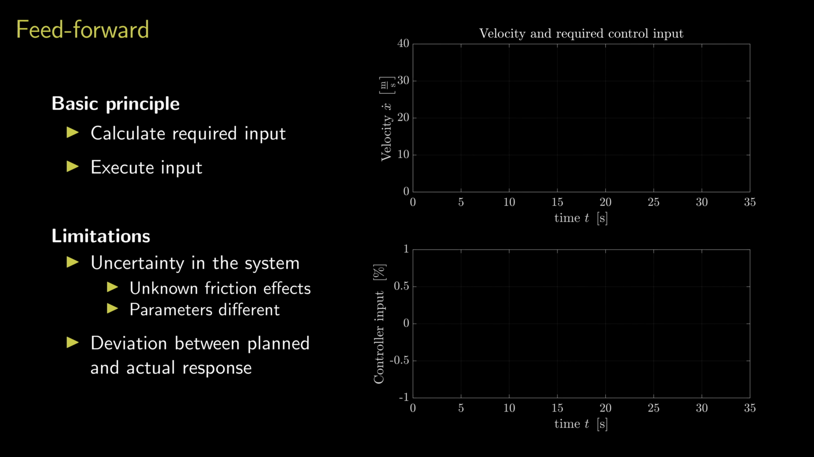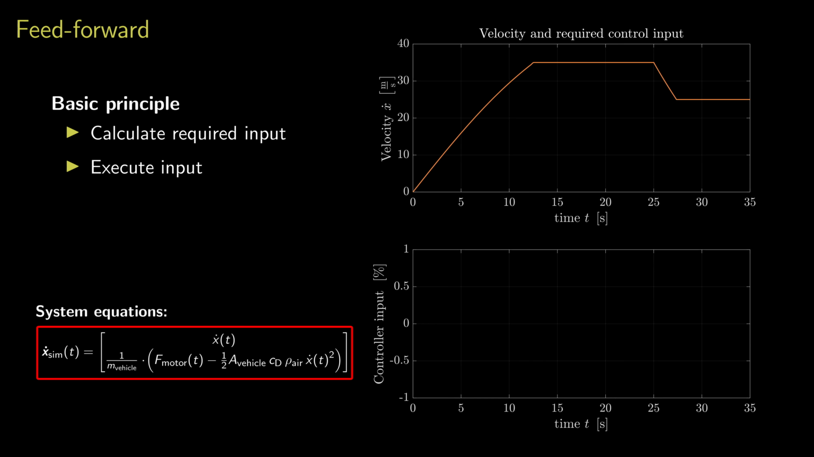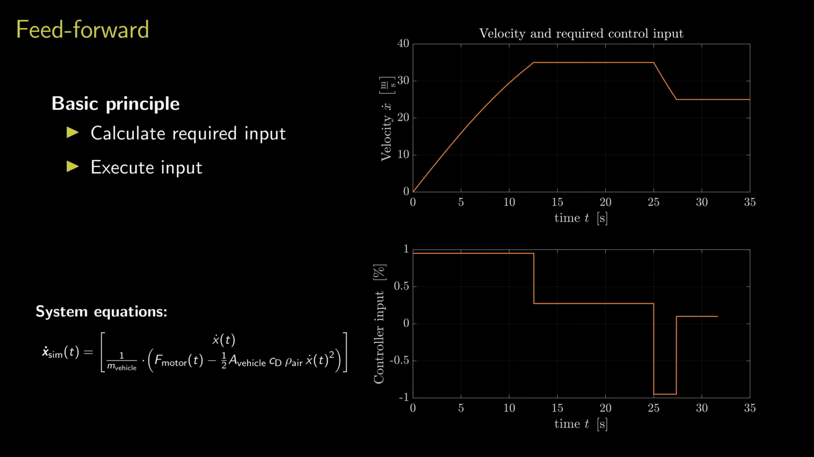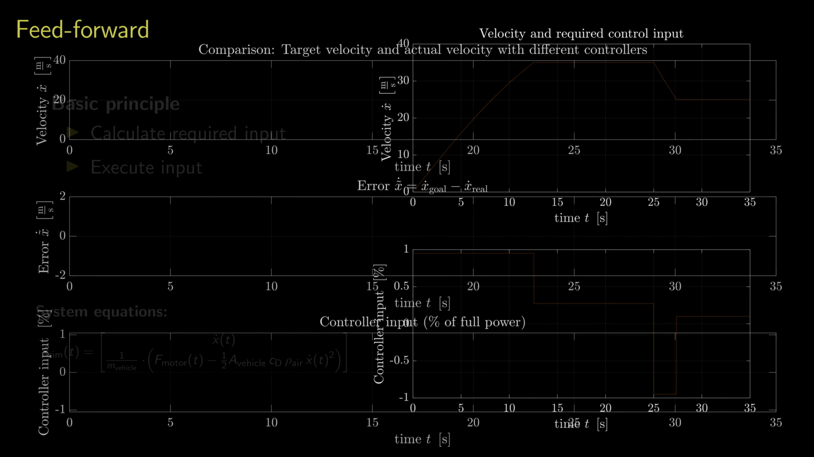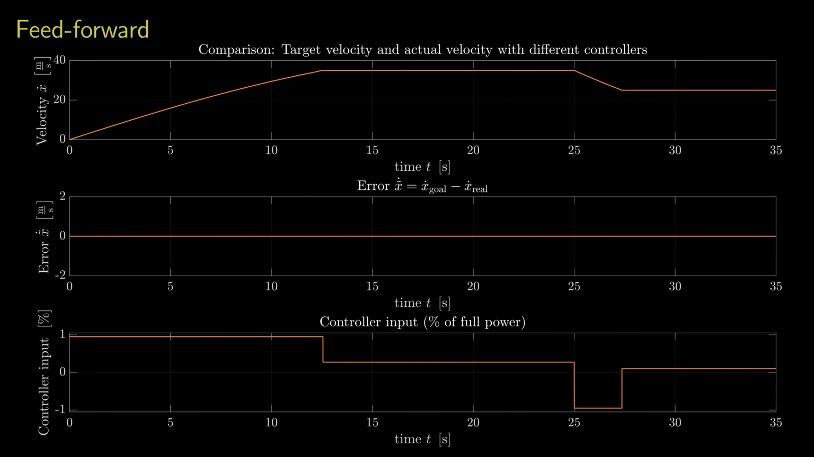Let's look at a concrete example of this in simulation. Here is what we want to achieve. We start at velocity equal to 0, then want to accelerate until we hit 35 meters per second. Hold this velocity for some time, and then reduce the velocity back down to 25 meters per second and hold that. We can now use our system equations to calculate the required engine power to achieve this, and it looks like this here. If we now execute that, we can see that our system does exactly what it should.